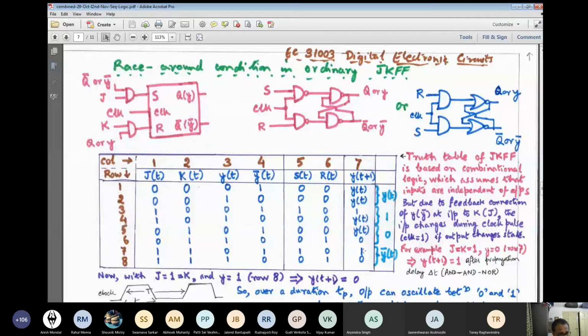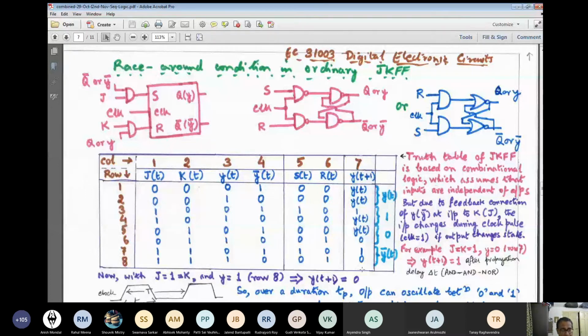So again, when J equal to K equal to 1 and Y is 0, then output changes to 1. And suppose the clock remains at 1, then what will happen? I am getting back to row 8 because now J equal to K equal to 1 and Y has got the value 1. So now Y will become 0. So the output is 1, again it falls to 0.